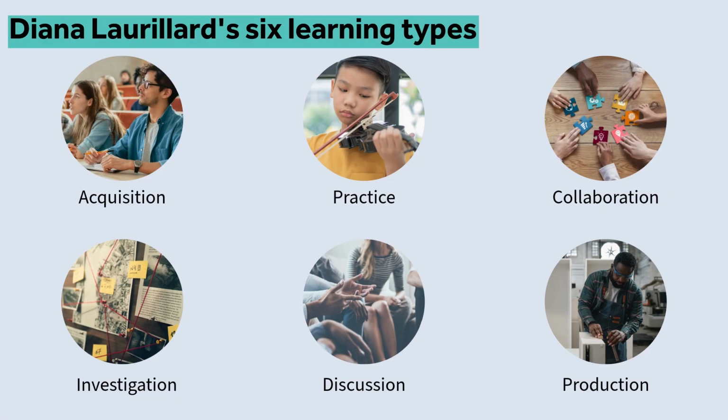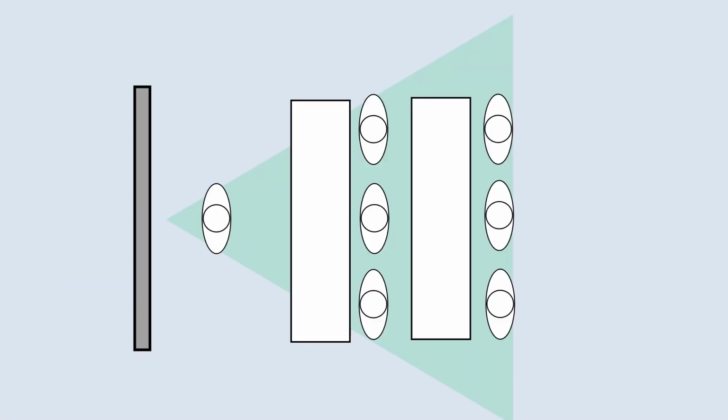When planning for active learning, we can look at Professor Diana Laurillard's 6 learning types and think about what are the kinds of learning that we want to take place, remembering that a rich learning experience will embrace several different types of learning activities. Traditional classroom formats are more suited to a teacher-centric acquisition type learning, and fixed furniture and rigid spaces can make it difficult to transition between different learning modes.